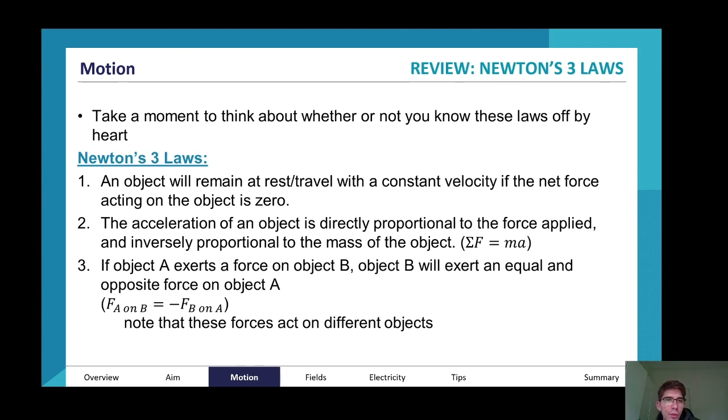All right, so let's get started with talking about Newton's three laws of motion. You should know all three of them by heart by now. The first one is that an object will remain at rest or travel with a constant velocity if the net force acting on the object is zero. The second one is essentially stating that there is an inverse relationship between acceleration and mass. And the third law is stating that if an object A exerts a force on object B, then object B will exert an equal and opposite force on object A. Note that these forces act on different objects, right? So this is referring to action-reaction force pairs. We will cover that as well.